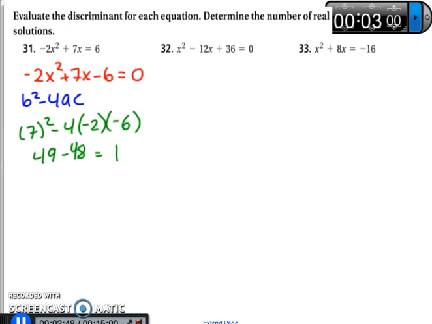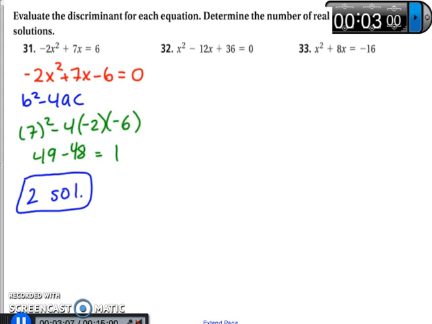Okay, so the answer we got was 1. It doesn't mean that there's 1 solution. It means that the discriminant is 1. That means it's a positive number. So we have 2 real solutions. 2 solutions because of that positive 1.